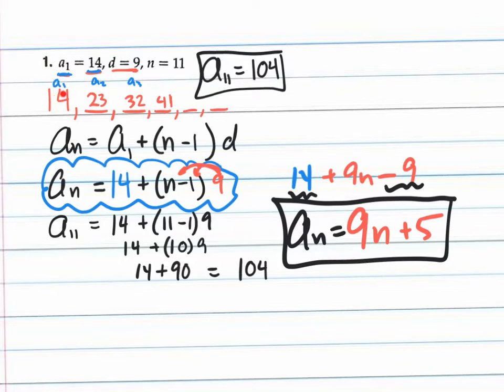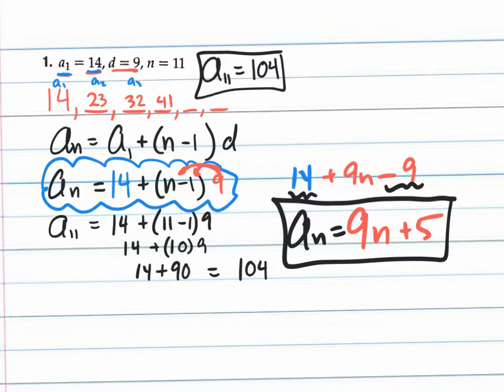You see, 14. Plug in a 2, it'll give you 23. Plug in a 3, it'll give you a 32. Plug in an 11, and we found out that the 11th term was 104. Plug in an 11, 99 plus 5 is 104. This is the machine that produces the list. Okay, this list up here, I'm sorry.